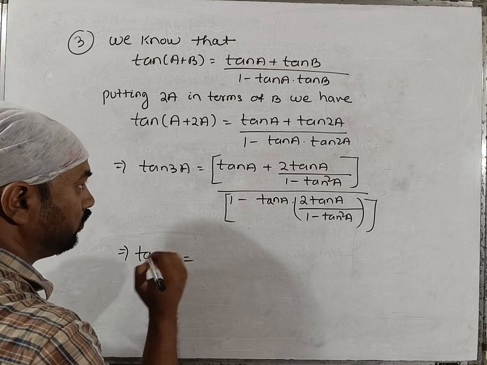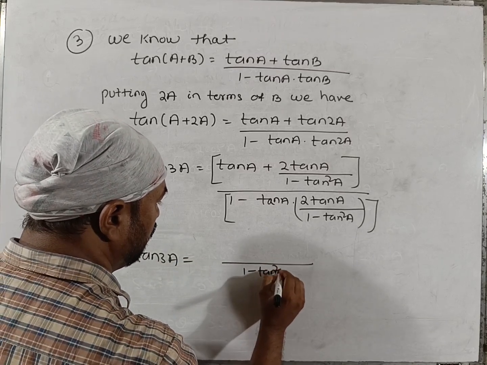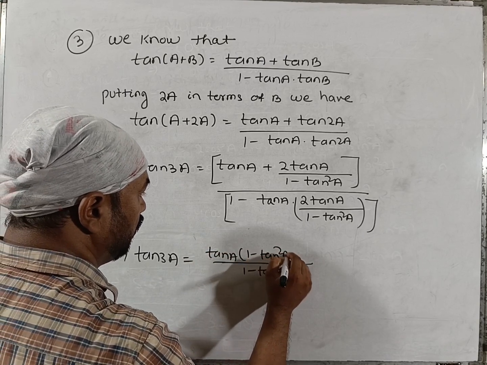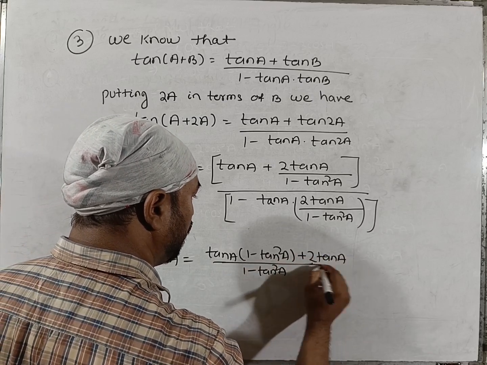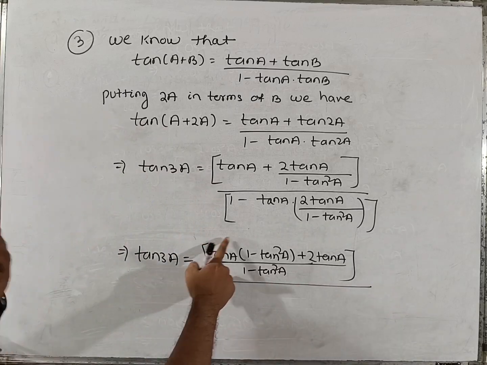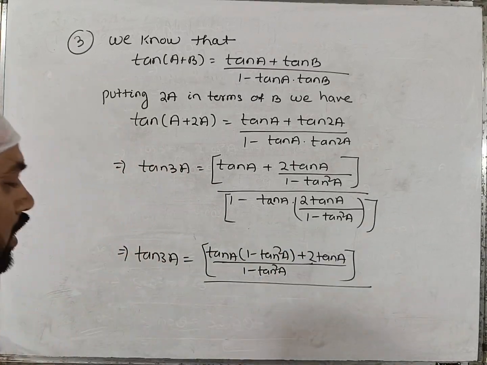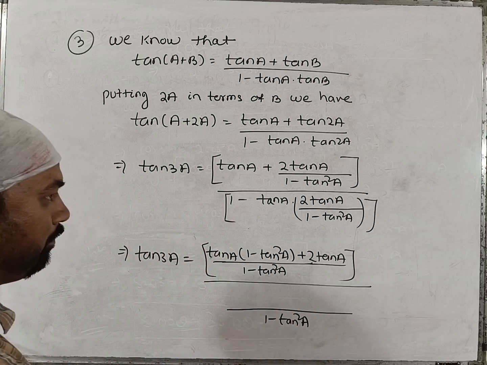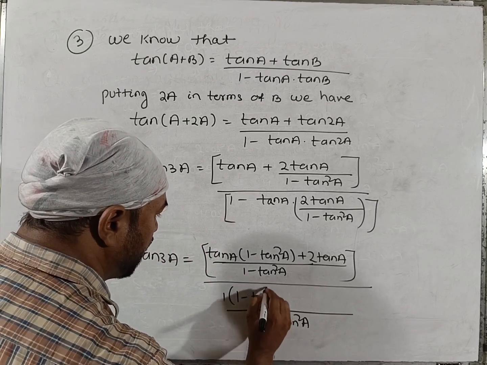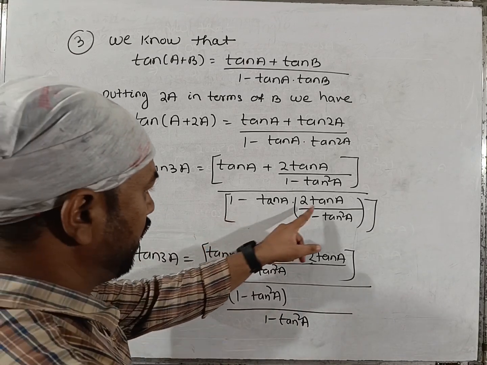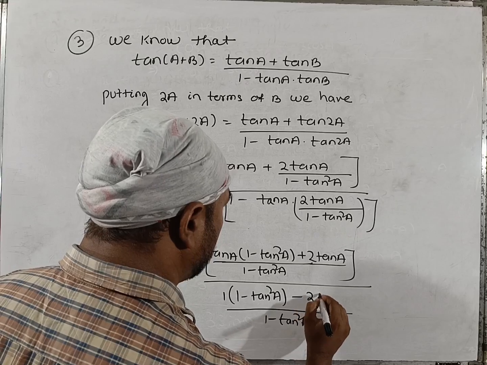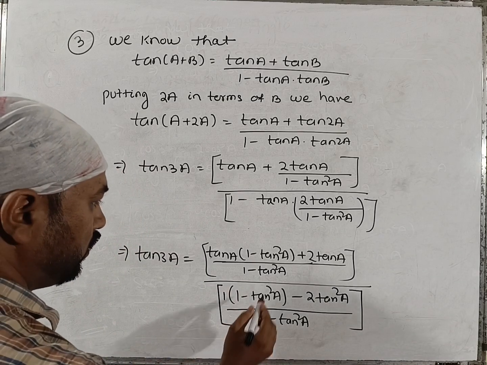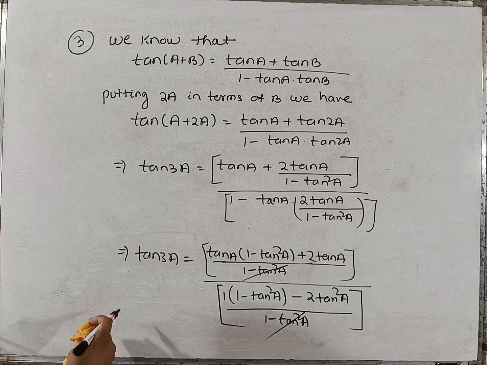Tan 3A is equal to tan A multiplied with 1 minus tan square A plus 2 tan A, divided by 1 minus tan square A. Here the LCM is 1 minus tan square A. Similarly, in the denominator part, again the LCM is 1 minus tan square A. Then it is 1 multiplied with 1 minus tan square A, and after multiplying, we have minus 2 tan square A. The 1 minus tan square A in numerator and denominator cancel each other.